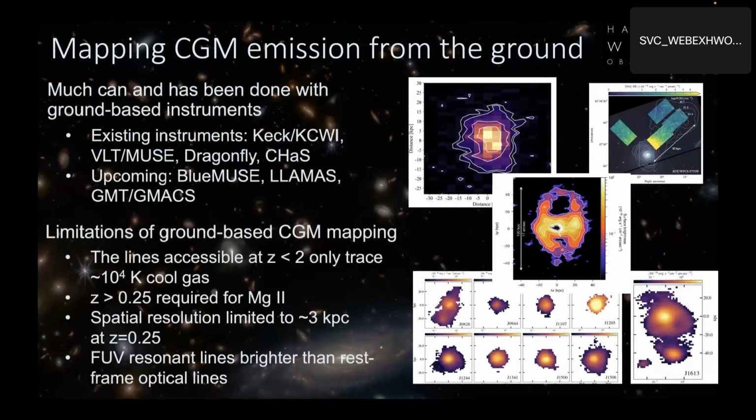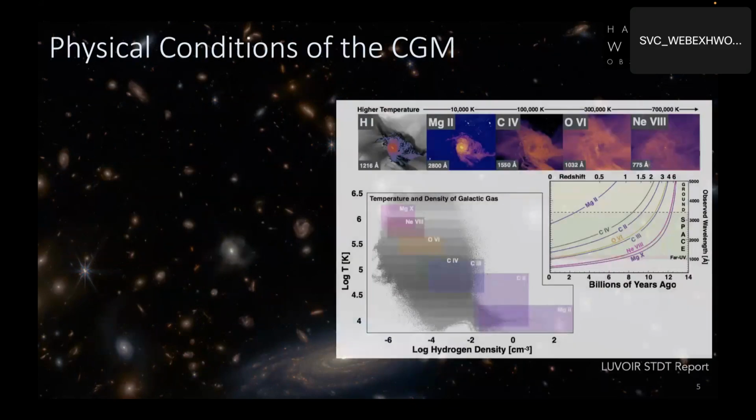So this work is inherently limited from the ground. The optical line tracers are simply not as strong as the far UV counterparts that can trace these phases of gas. Furthermore, when we can use near UV tracers like magnesium-2, we have to redshift the galaxy into the optical, and we sacrifice quite a bit in spatial resolution from the ground. So this is really an ultraviolet game in the long run.